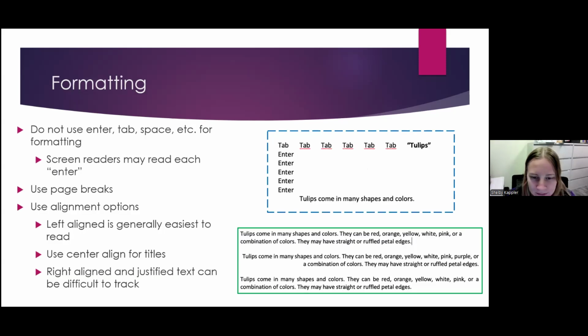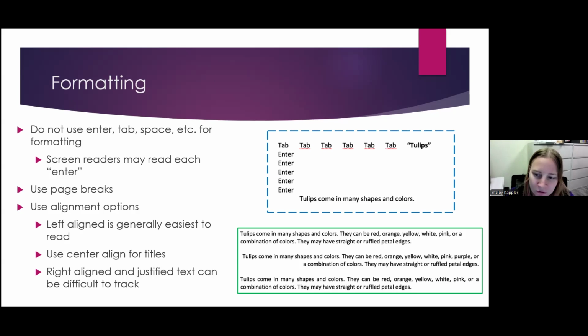Thinking about formatting in a document, you really want to stick to the controls that are provided within the Microsoft Word settings. So if you want to use a title, you'll want to use the center align to center that title. The reason for this is that screen readers know when you manually format something. So if you're using several different tab keys or the space bar to get your title all the way over to the center, the screen reader will read that as tab, tab, tab, tab, tab, title.